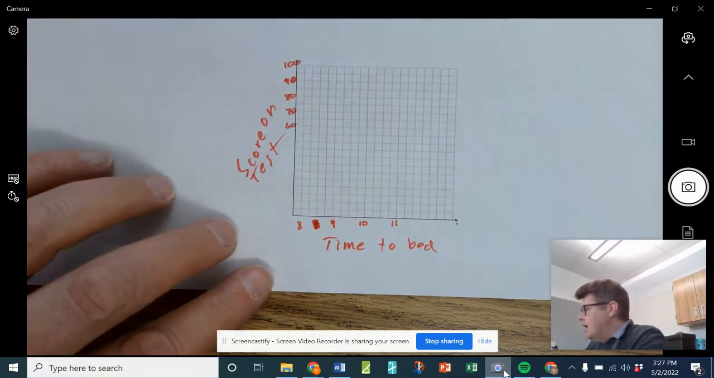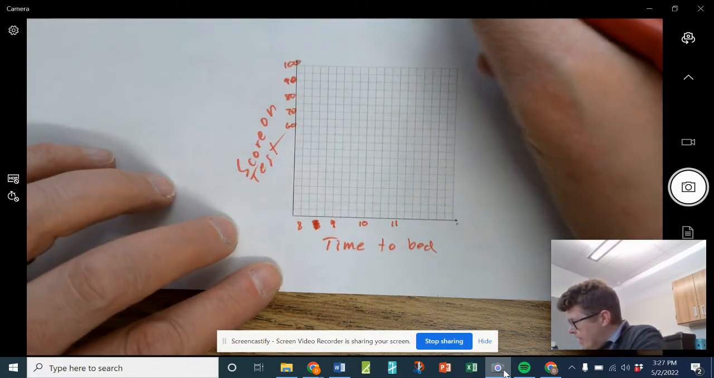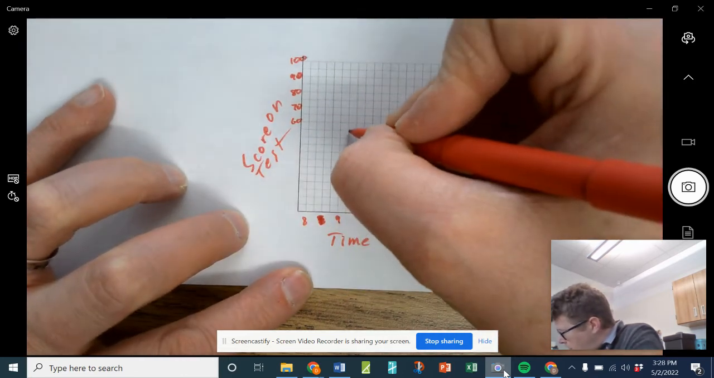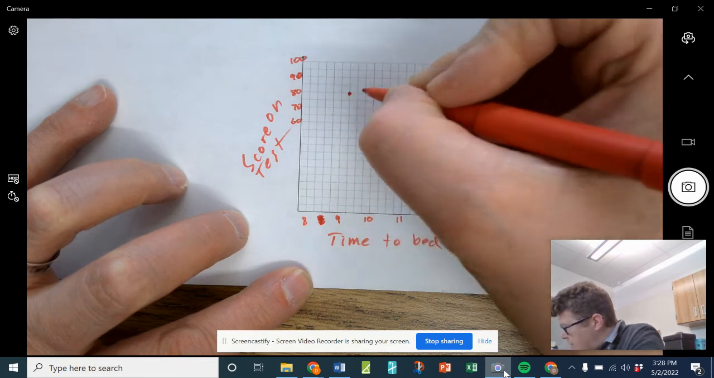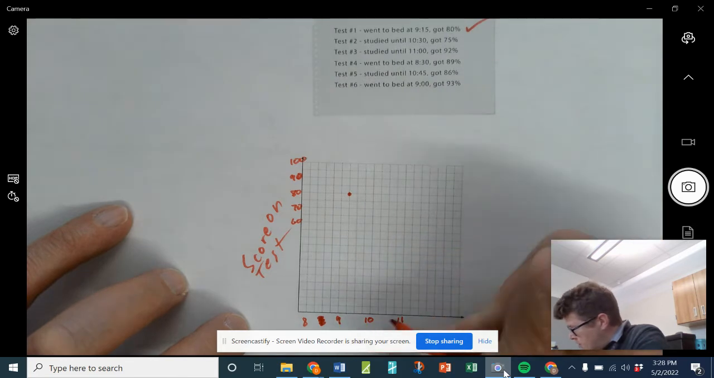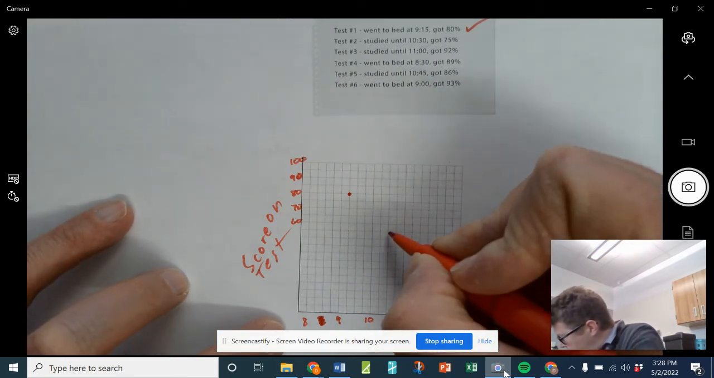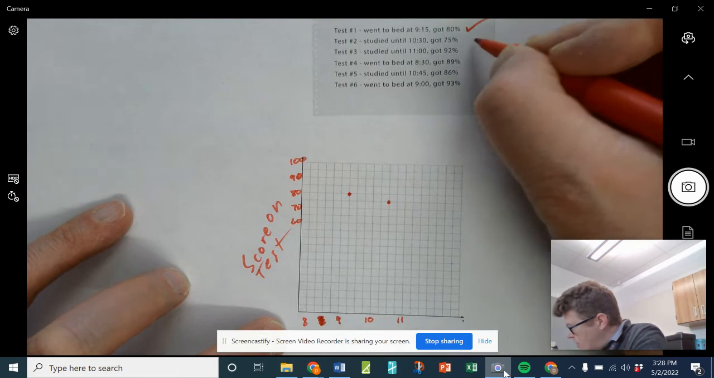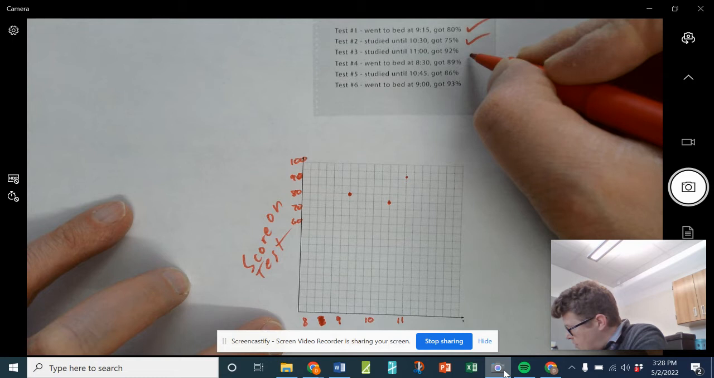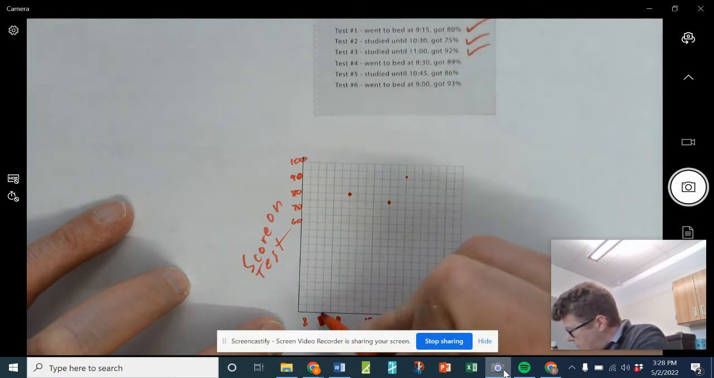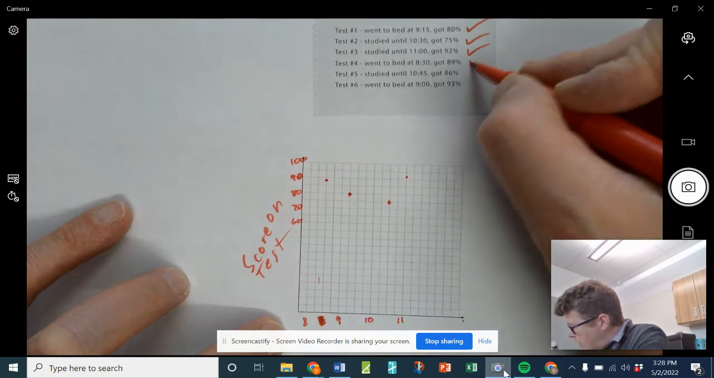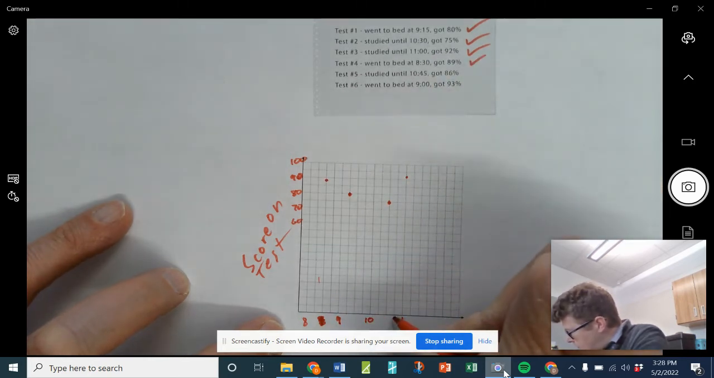Okay, so 9:15 got an 80%. So 9:15 will be right here. We go up and we find 80%, which is right there. That's our first one. Then 10:30 is 75%, right about there. 11 is 92, right about there. 8:30 got an 89, right below 90. 10:45 got an 86, right here.